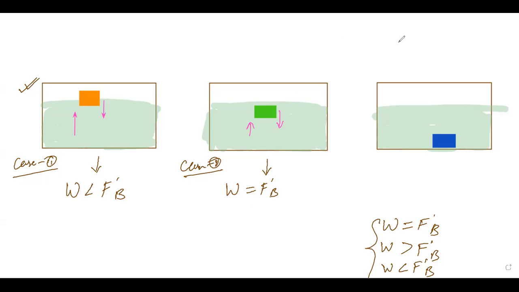Now, if I go for the third condition, case 3 over here, then under this situation I will observe that the weight is greater than the buoyant force. Again, you all know the basic relation that the weight acts in the downward direction, which is much greater over here compared to the buoyant force which was acting. Hence, what happened? The object sank down.